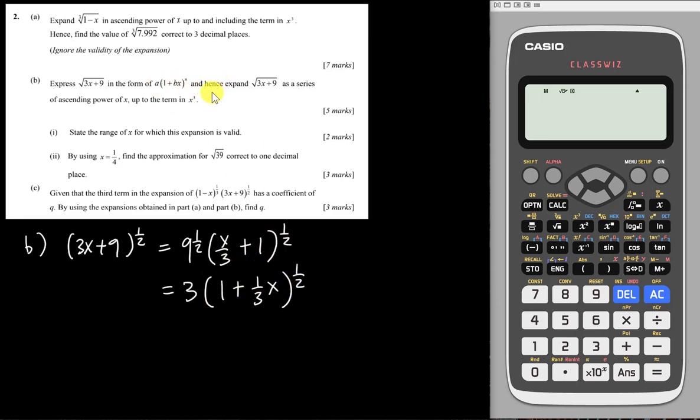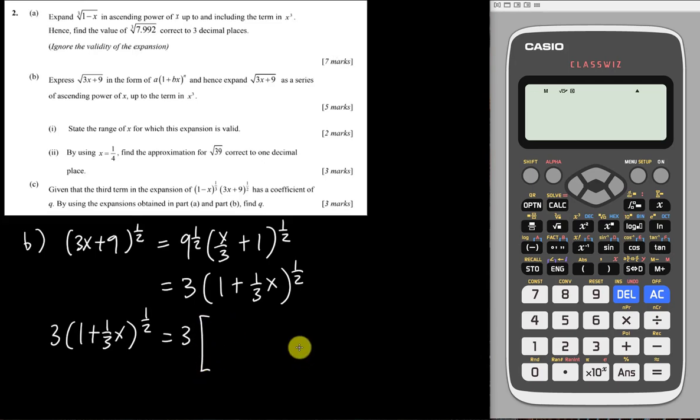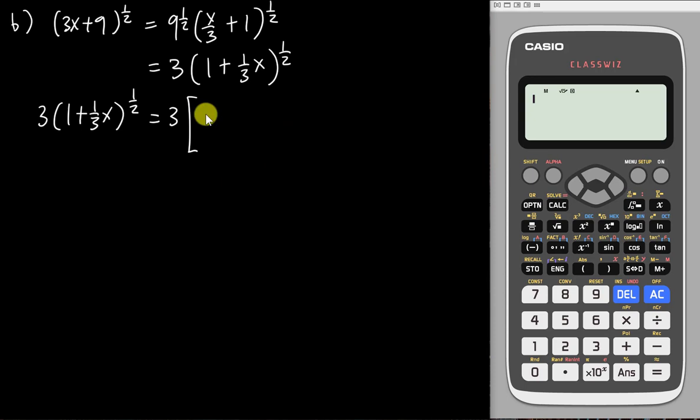So I already did that. Hence, expand this as a series in terms of x up to x to the power of 3. I will do the same thing again. I have 3 times 1 plus 1 over 3 x, power 1 over 2, so 3 multiplied by the whole thing I want to expand. Let's expand it. The first term is 1, and then I will get n, my multiply by my x, which is 1 over 3 x, and then the next term is 1 over 2, and this is n minus 1, isn't it?